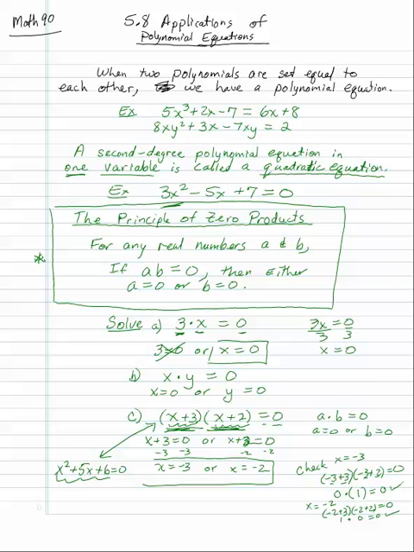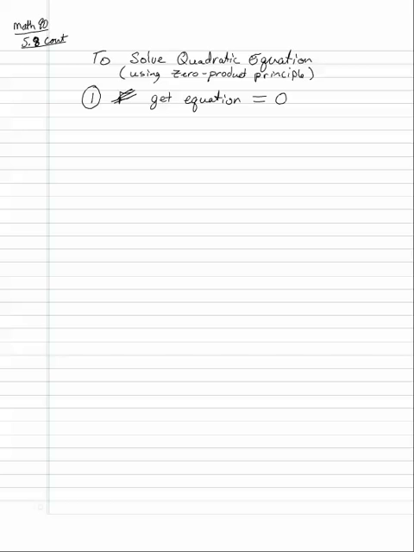And then you're going to set each factor equal to 0, and then you're going to solve each of those. Okay, so that's the technique, and I'll write it down on the next page. So to solve a quadratic equation using the zero product principle, the first step, now remember, the zero product principle says that if a times b equals 0, then a equals 0 or b equals 0. So to use that principle, I've got to get this condition met first.